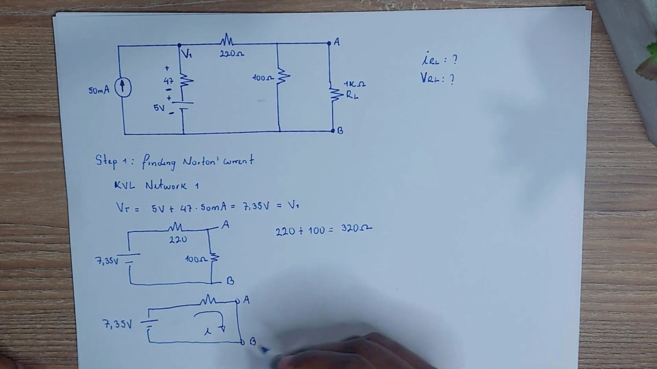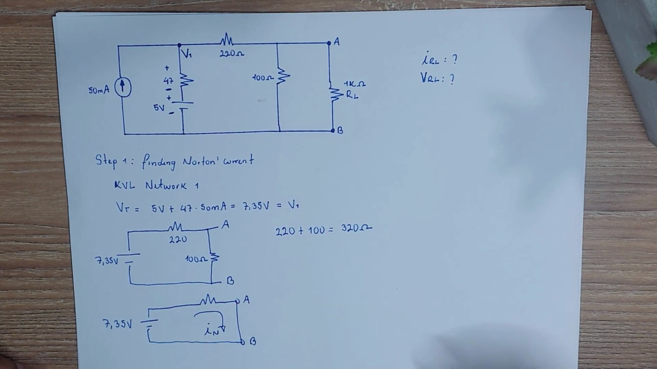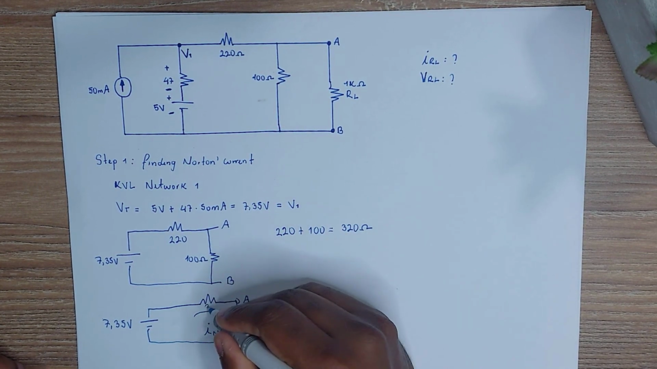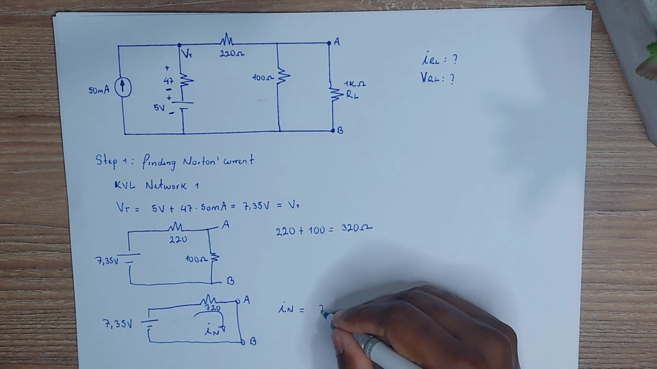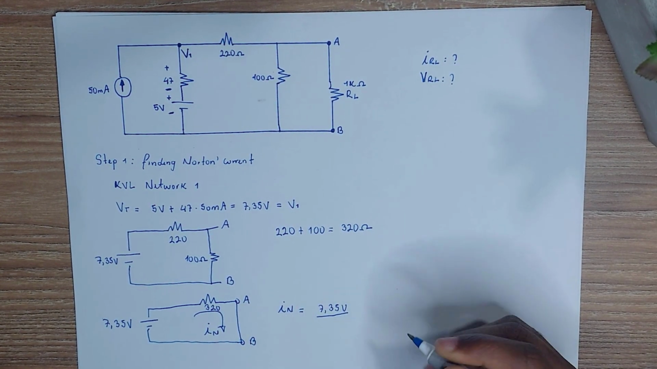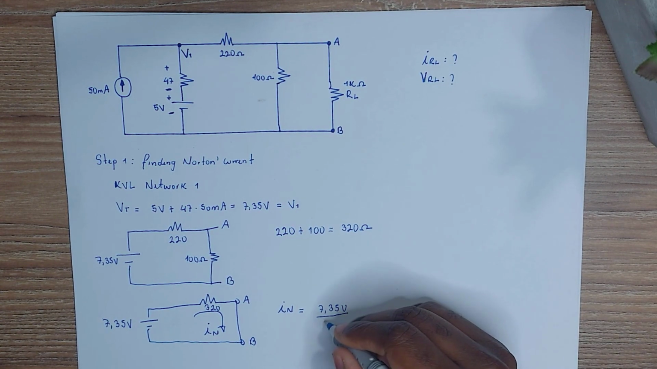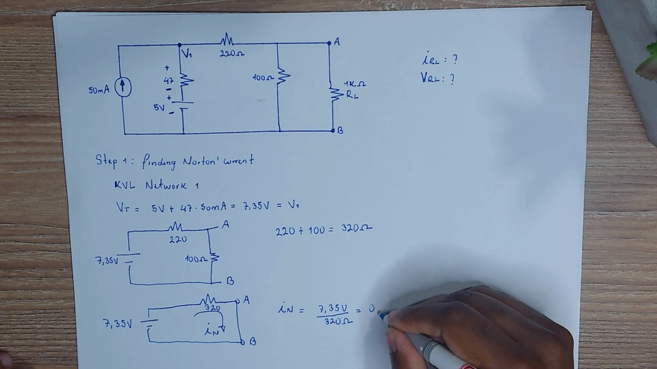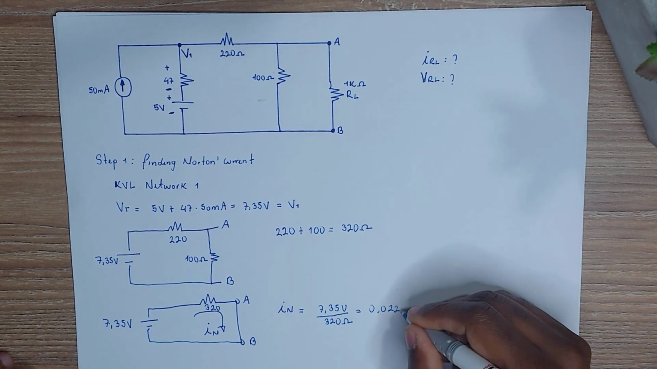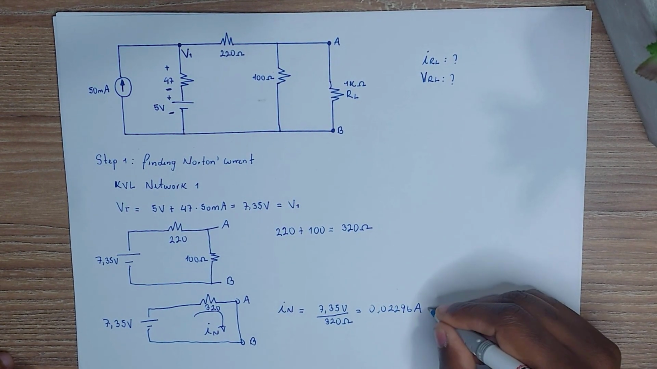With a 320 ohms resistor. With this simpler circuit, now we can calculate the current going from A to B, and this is the current going through the whole circuit. So using Ohm's law, the current through the circuit is equal to 7.35 volts over 320 ohms. This gives me a current of approximately 23 milliamps. Okay, so that's our Norton's current.